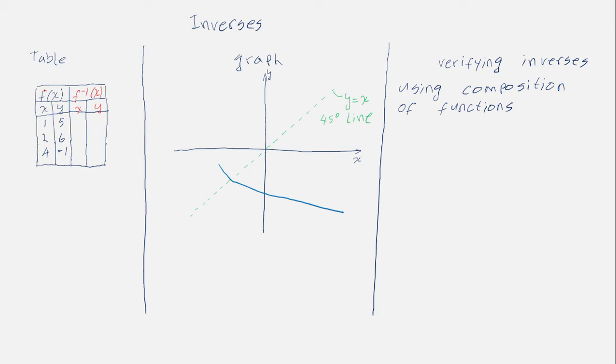So if we have an f of x right here, x values being 1, 2, and 4, y values being 5, 6, and -1. If we want to make the inverse, f inverse of x, all we need to do is what was y, make it x, what was x, make it the new y. So the y values were 5, 6, and -1. They become x values. And then x values of the original function are 1, 2, and 4. That becomes the new y.